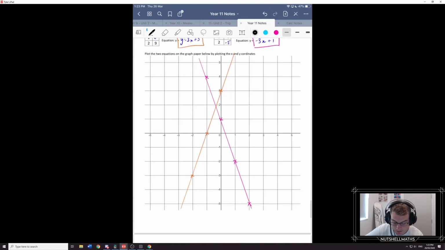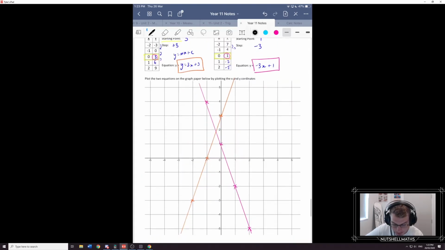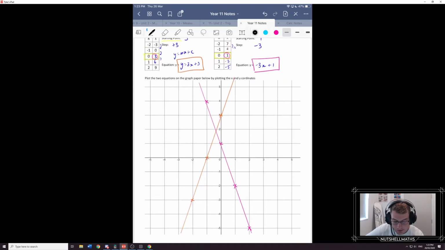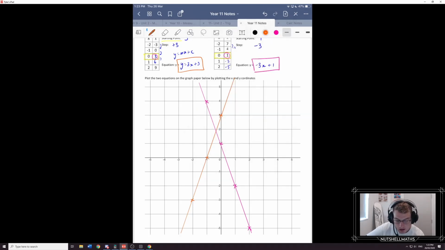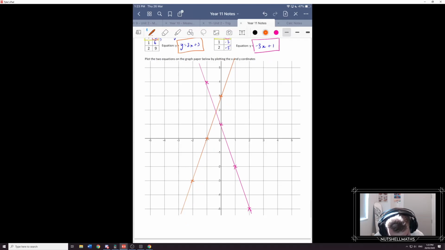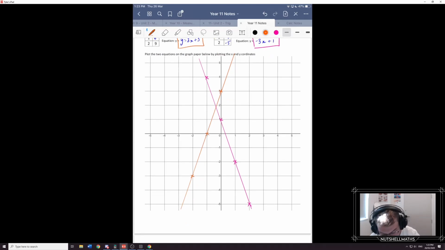Let's look at an example. Let's look at these two first. So, the orange graph we've got here. Let's find out the gradient, which by definition is rise over run. Now, rise over run is found by looking at how much it goes up or down over how much it goes across.